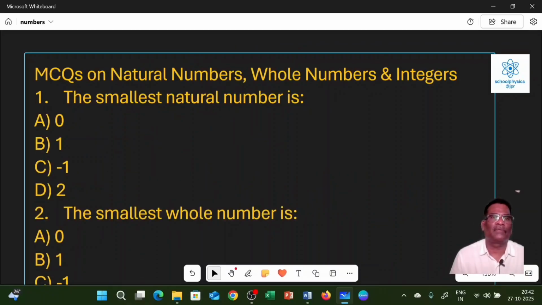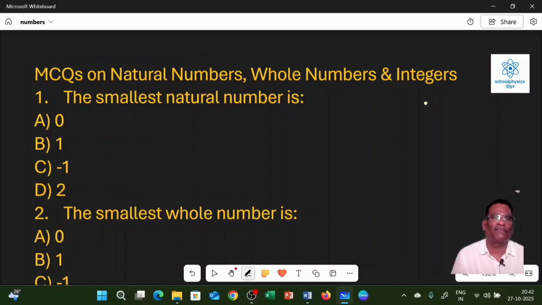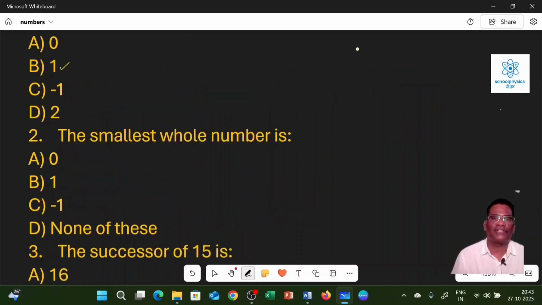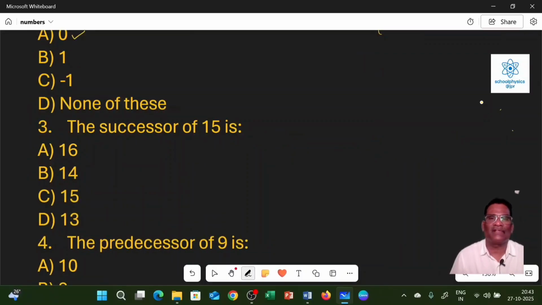Let us solve the MCQs on the topics we just discussed. The first one: the smallest natural number is, the answer is B, because the natural numbers start with 1. The smallest whole number is: the set of whole numbers starts with 0, 1, 2, 3, 4 and so on, so the right answer is 0. The successor of 15: the next number after 15 on the number line is 16, so the right answer is 16.